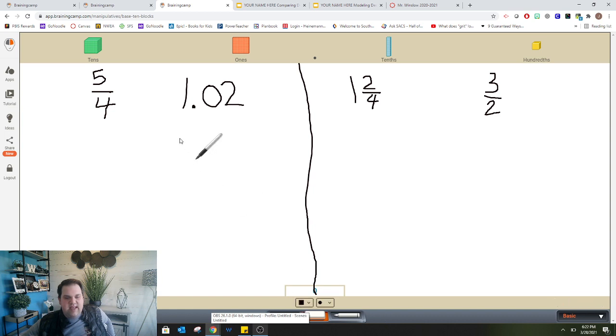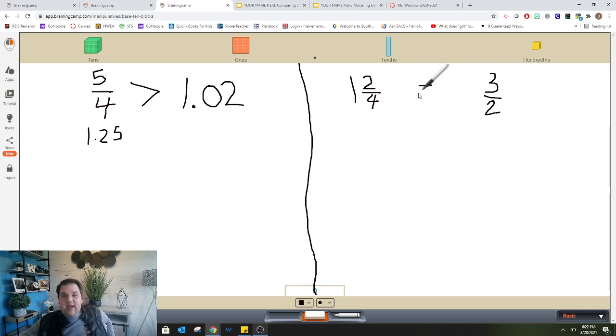If you said that you think it is the greater than symbol, you're correct. 5/4 is equal to 1 25 hundredths. This one has more tenths, so it's a larger fraction. Here's 1 more for you to try. 1 2/4 and 3 halves. Which one is larger? Which symbol do I need?